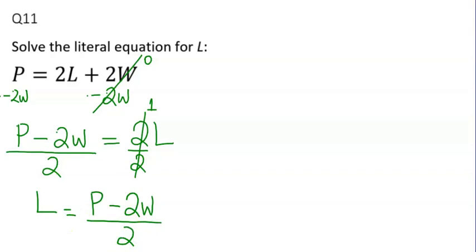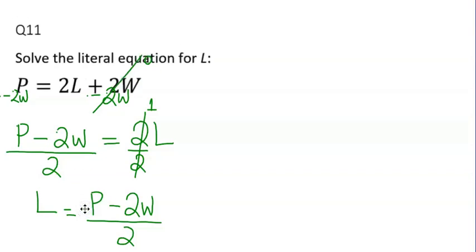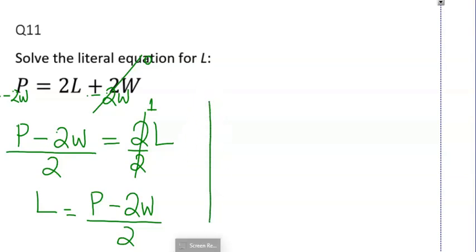You can answer like that. When you type on the computer, for you to show that this whole thing is on the numerator, you must embrace this by parentheses. Otherwise, it will be wrong. Okay, so you can answer this like that. Or, let me show another way. So I am here, p minus 2w equals 2l's.